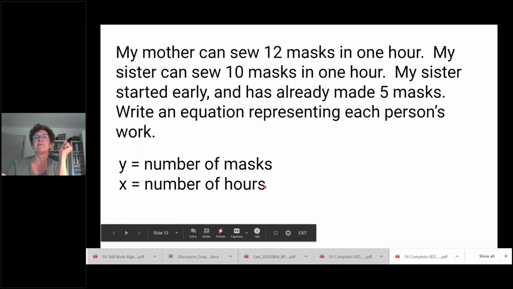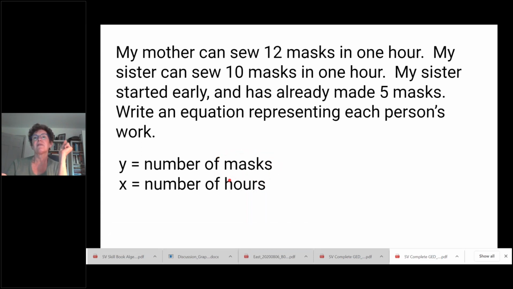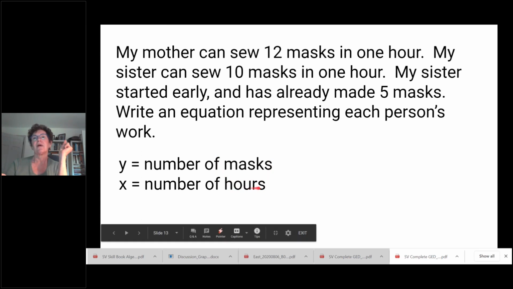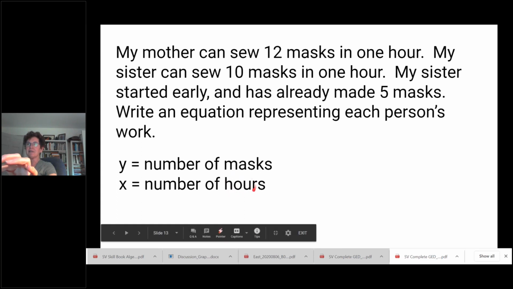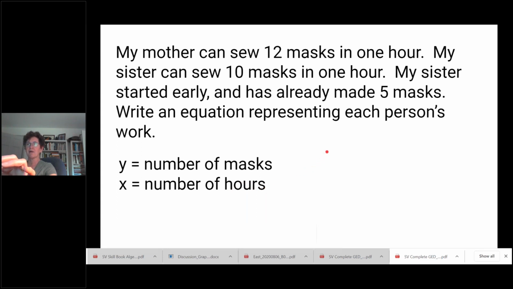Another way you can think about this is that the number of masks we have depends on the number of hours that they're sewing. So some people think of it that way, that this depends on how many of these we have. So that makes this the independent variable, this the dependent variable. Independent variable always goes on the x-axis. Let's write our equations for this.